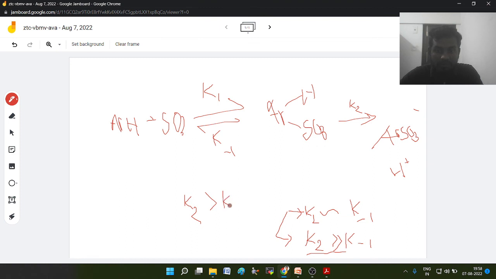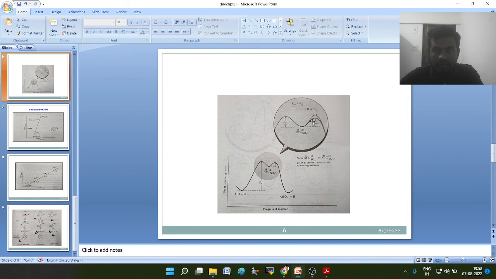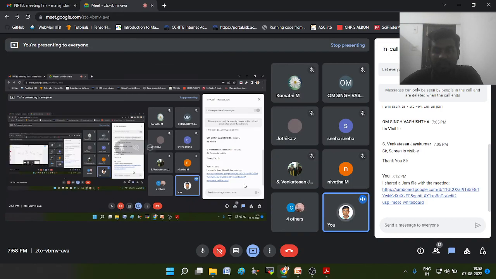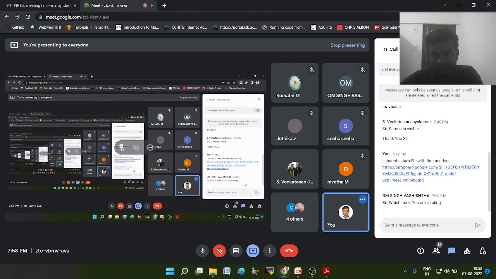One second, let me show the mechanism. So here we are calling K2 slow, the activation energy high, K2 will be slow. So in that case K2 can be less than K inverse in the case of tritium. The rate will be low, the rate will be slow. You got it, Venkatesh? Yes, sir. Thank you, sir.